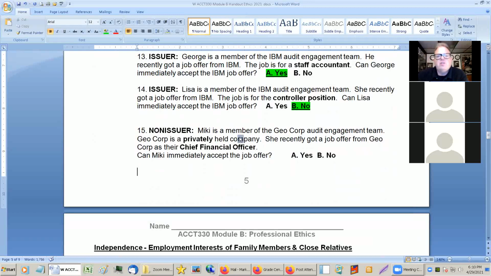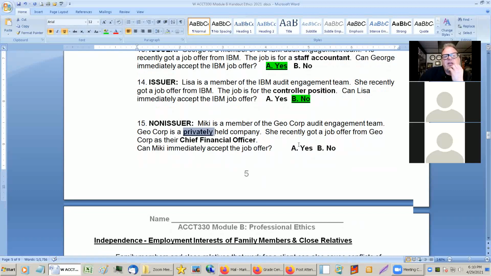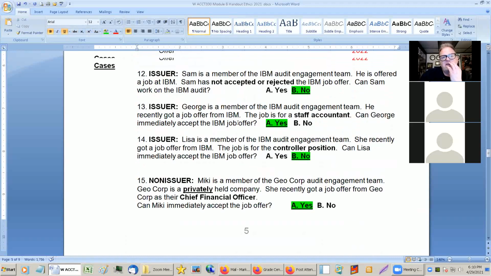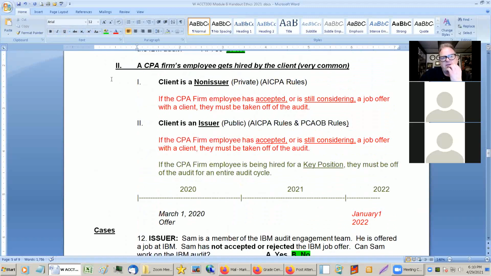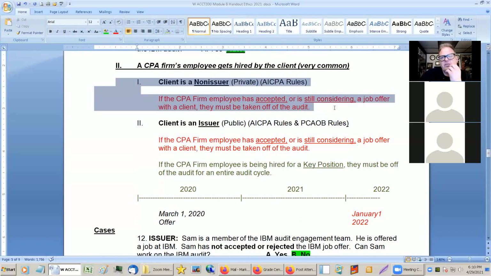Mickey is a member of the Geo Corp audit engagement team. Geo Corp is a privately held company. She recently got a job offer from Judo Corp as their chief financial officer. Can Mickey accept the offer? Yes. It's not a publicly traded company. It is a key position, but for a non-issuer, there are no key position rules.